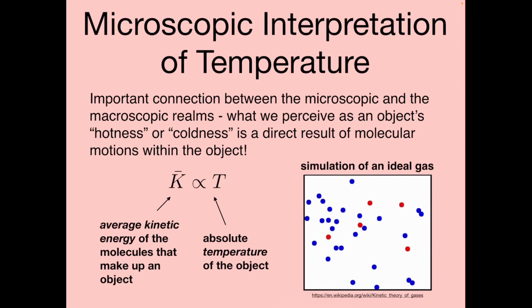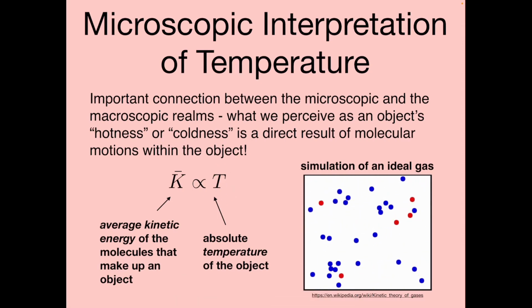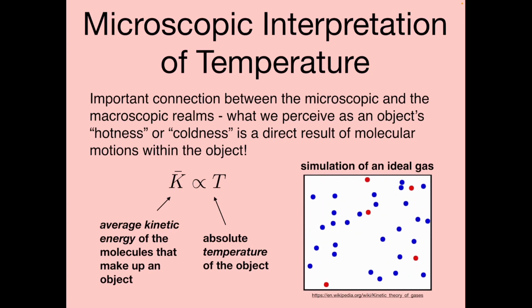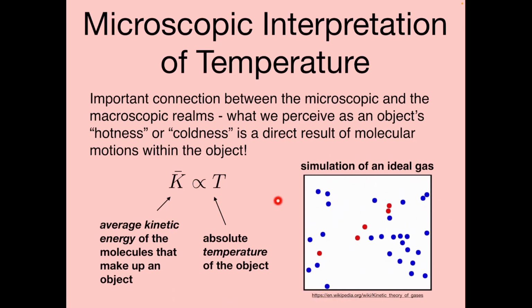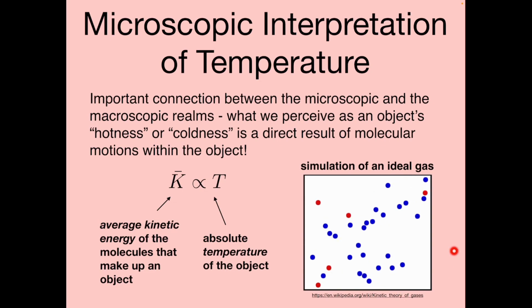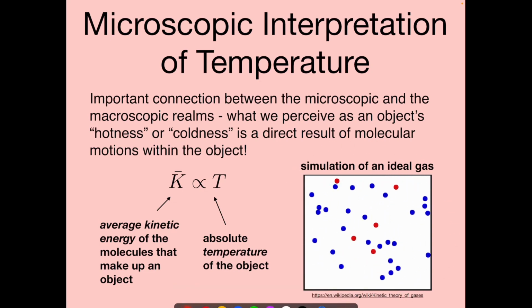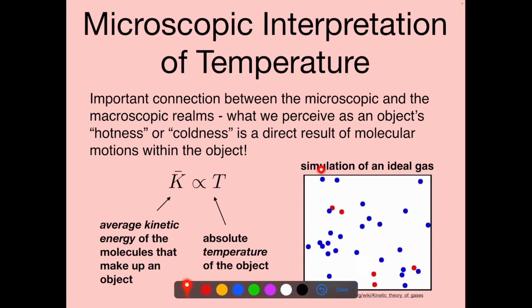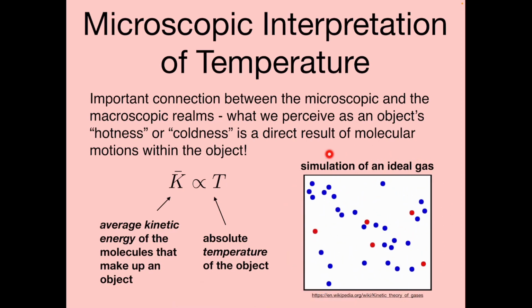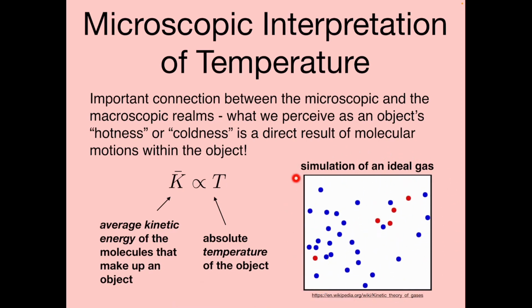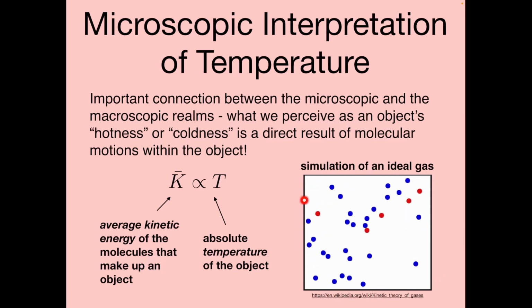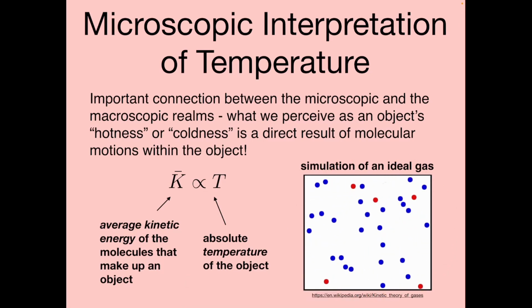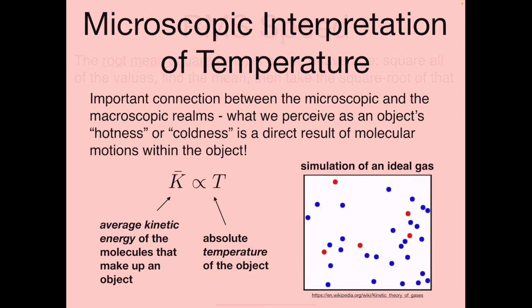So if I increase the temperature of the gas, if I make it hotter, that means the molecules are simply moving faster. They have larger kinetic energies on average. And if I were to cool down the gas, make its temperature drop, then what I would be doing is slowing down those molecular motions. These gas molecules would be moving slower on average. Okay, that's the connection that we're establishing here.